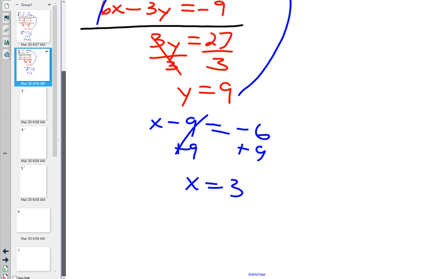What would be the ordered pair that goes with this? Like if I were to draw those two lines, where would they cross? Yeah, make sure the x comes first. 3, 5, 9.